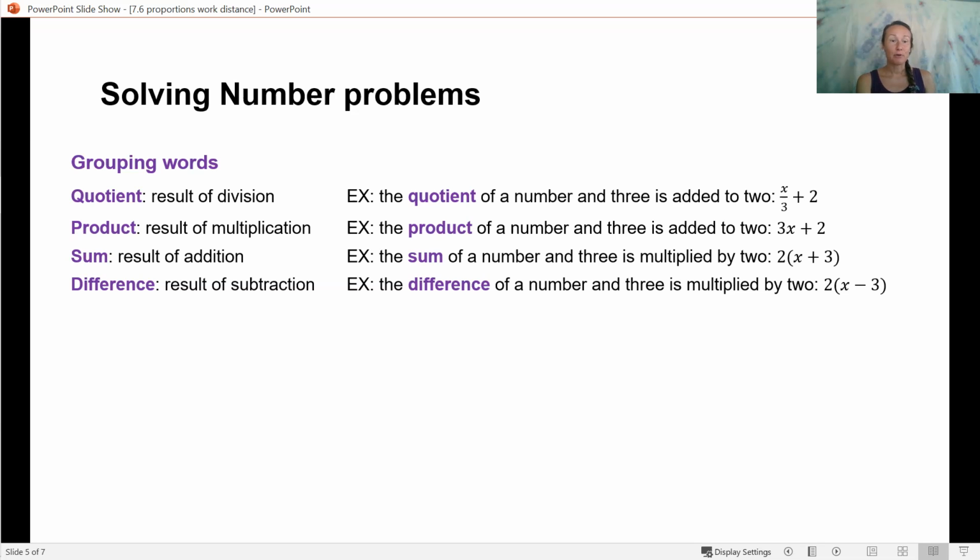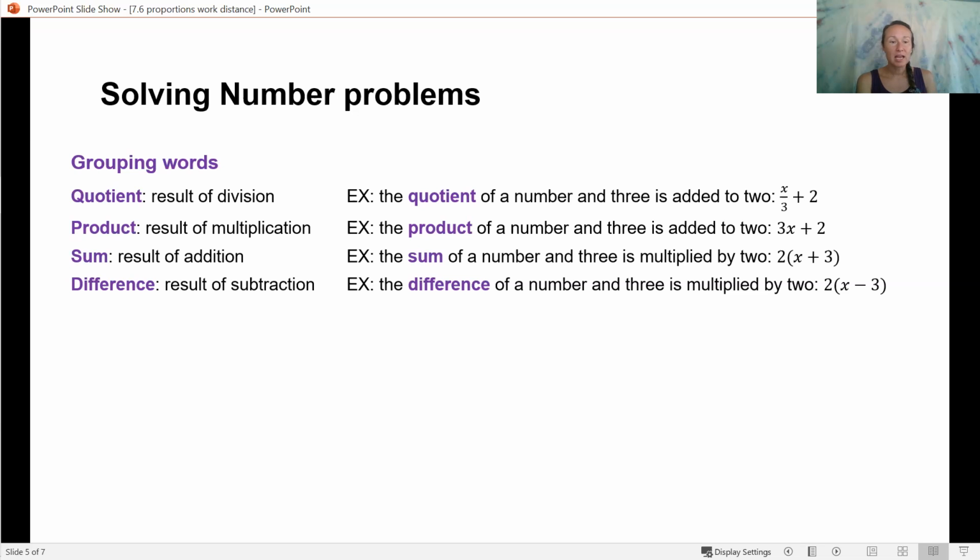Anytime they say product, you take the two things and multiply them. Anytime they say sum, you take the two things and add them. Anytime they say difference, you take the two things and subtract them in the order that they list them. When we refer to the quotient, product, sum, or difference, we're referring to that whole math process. The quotient refers to that entire fraction. The product refers to the two numbers that have been multiplied. The sum refers to that whole addition, and the difference refers to that entire subtraction.